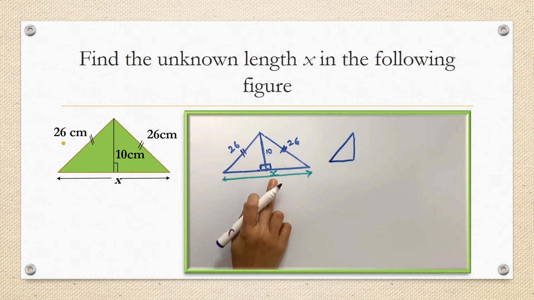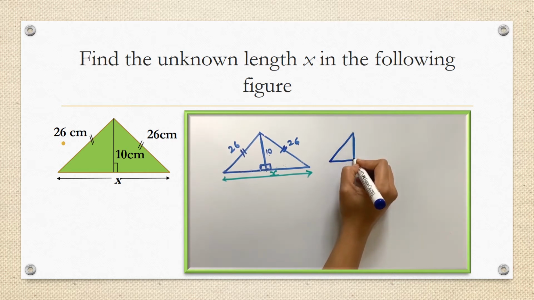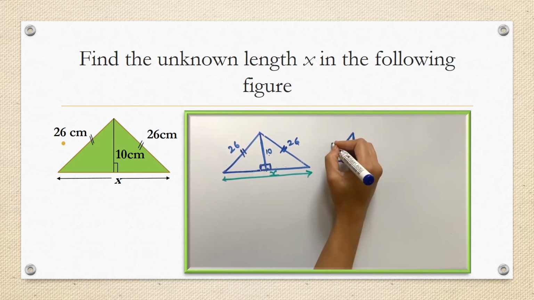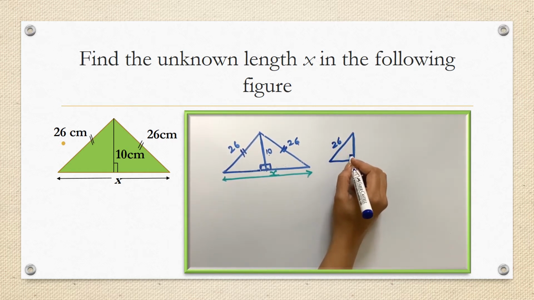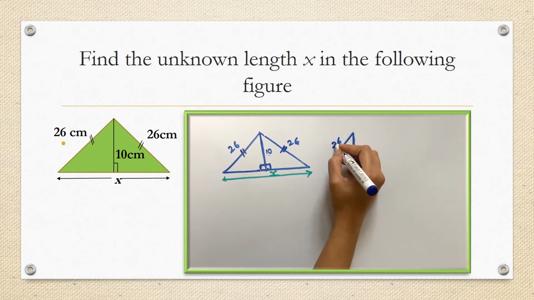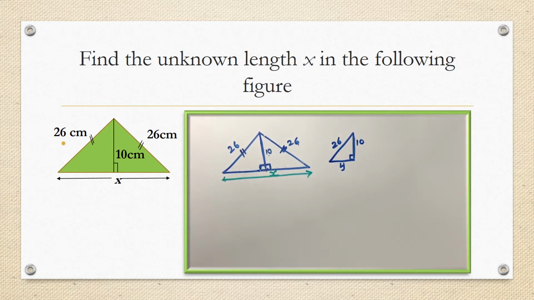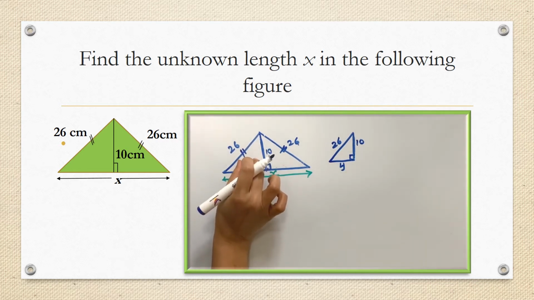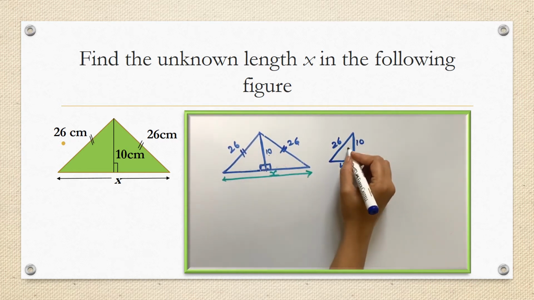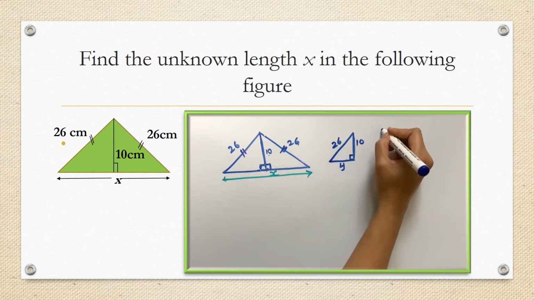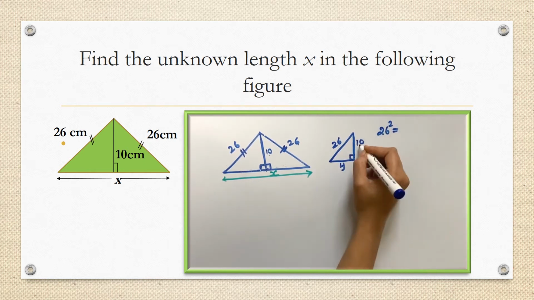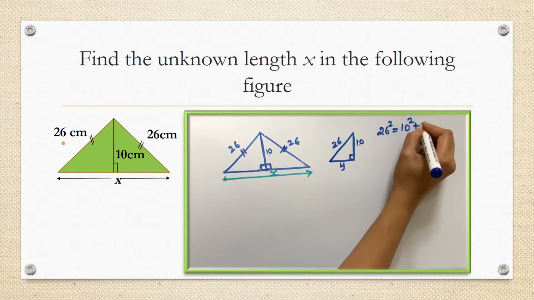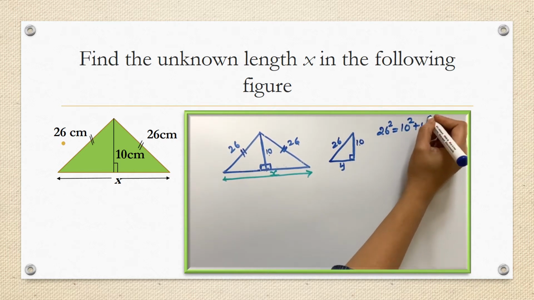So we can find x. Here in this triangle, the hypotenuse, opposite to the 90-degree angle, is 26 and one leg is 10. Here it's unknown. Take it as y. I'm going to find only on the left side. So here the hypotenuse square, 26 square, is equal to the sum of the squares of its legs.